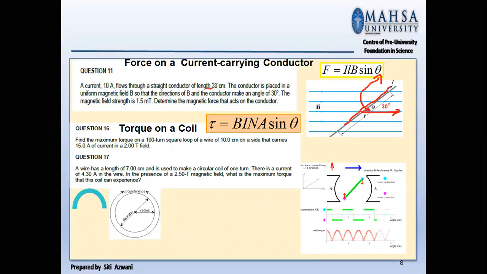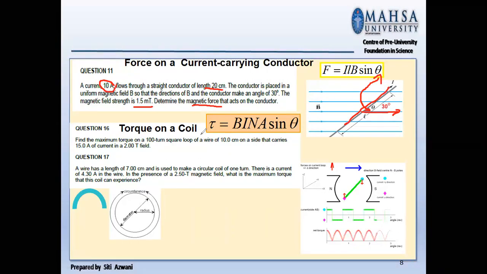Convert the length of your wire into meters, 0.20. Then you have a value of your current, substitute into your formula. The magnetic field B, you must use the SI unit, so 1.5 times 10 power negative 3. Then you can solve for the magnetic force. Okay, next question.